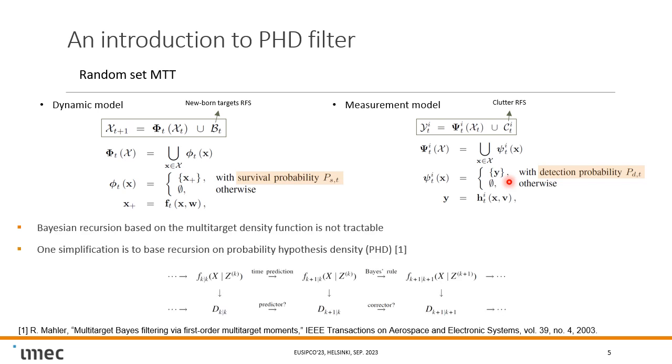Bayesian recursion based on these models is not tractable because of the high complexity of the probability densities, the posterior densities. However, Mahler, in his great paper, shows that instead of posteriors, we can propagate the probability hypothesis density or PHD functions.